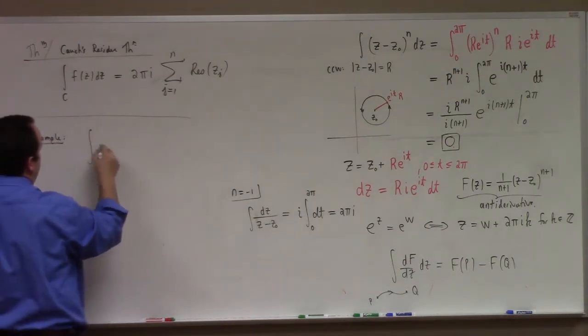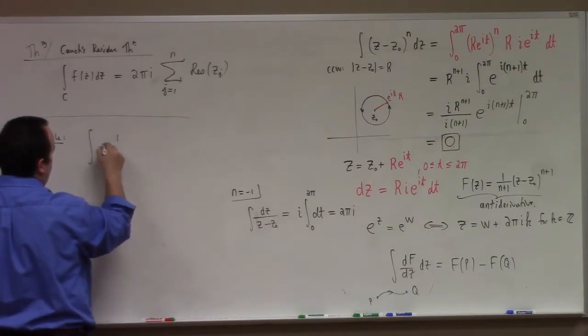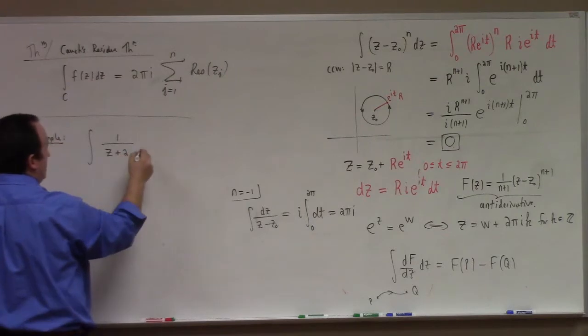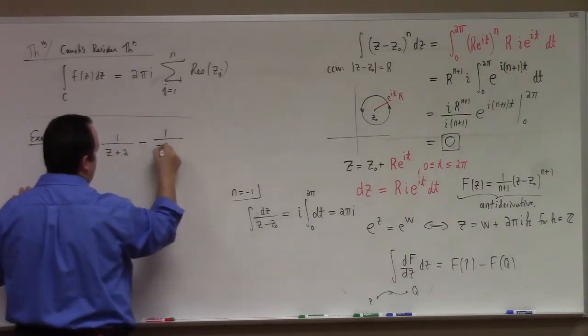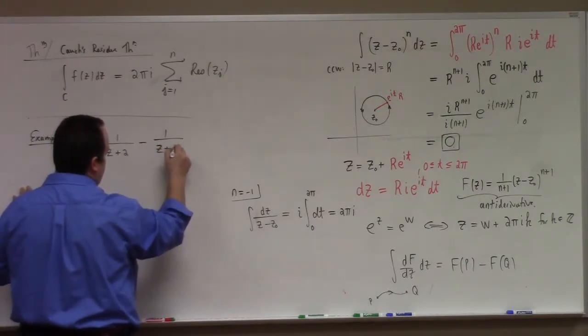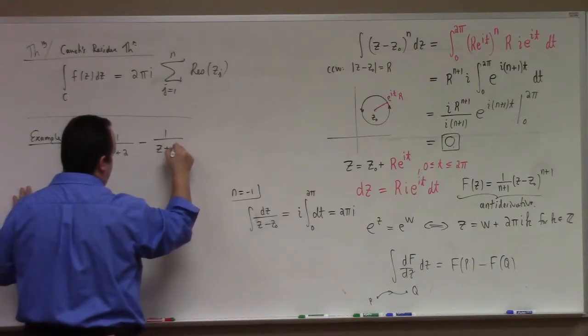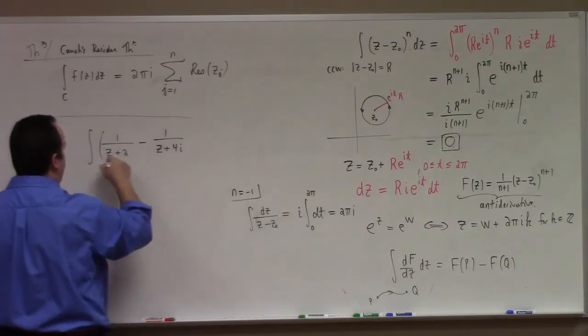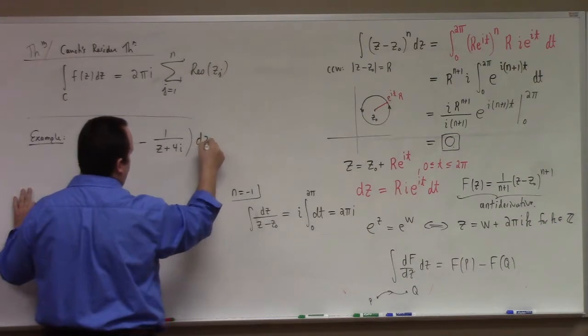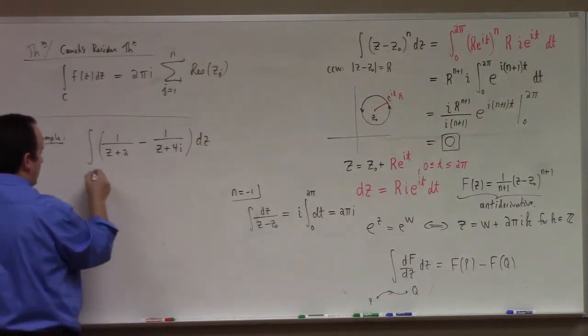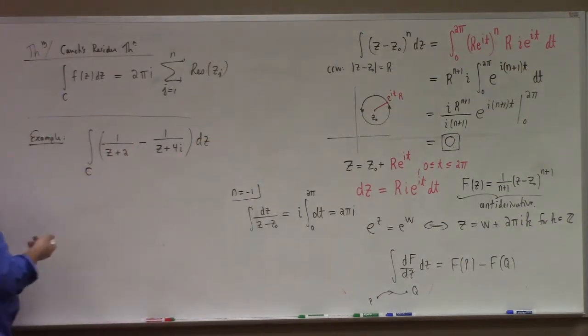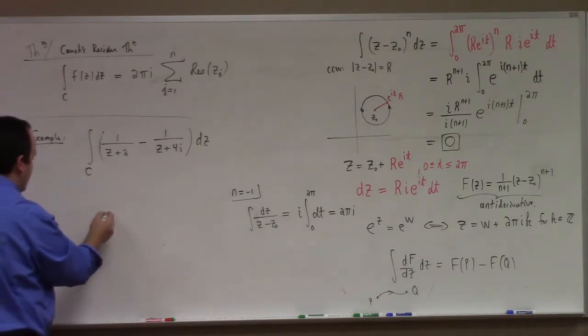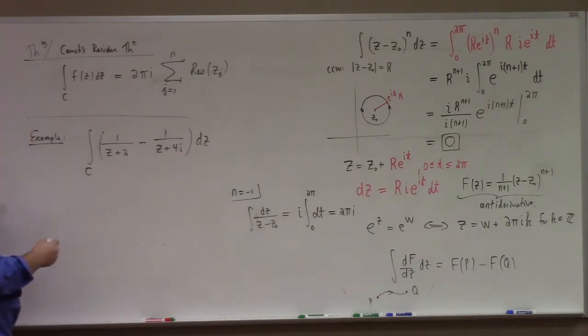So let me give you an example. If I was integrating, say, 1 over z plus 2 minus 1 over z plus 4i, let's say, and I'm integrating over C in the counterclockwise direction, and suppose C is the circle of radius 3, centered at the origin.